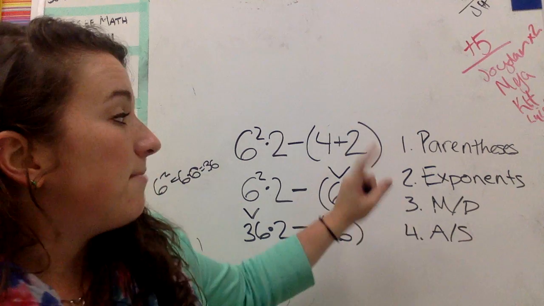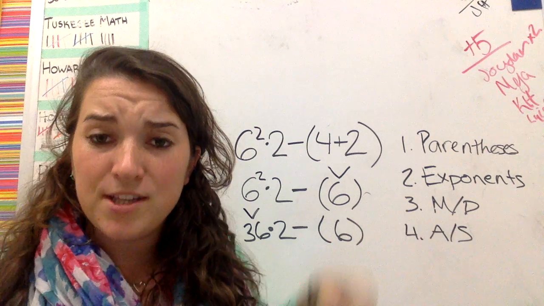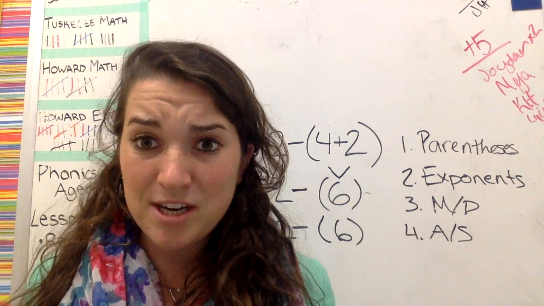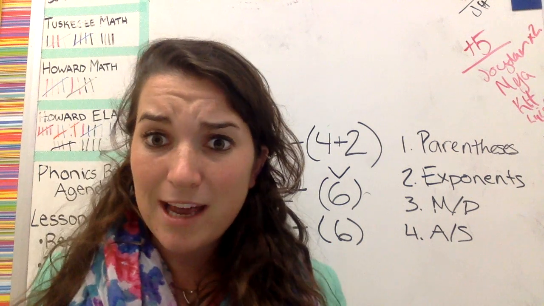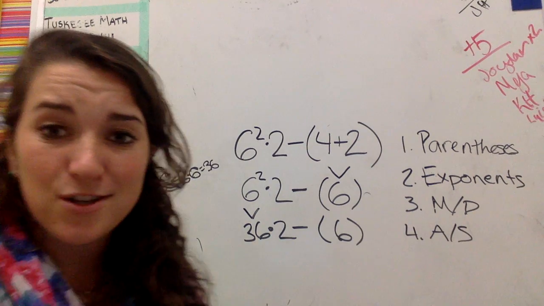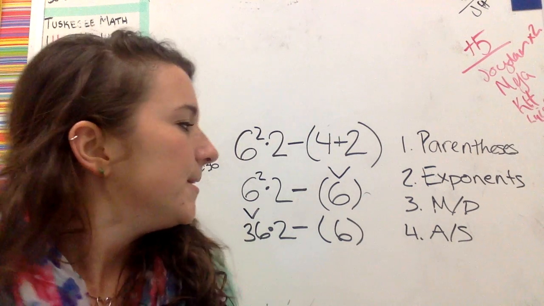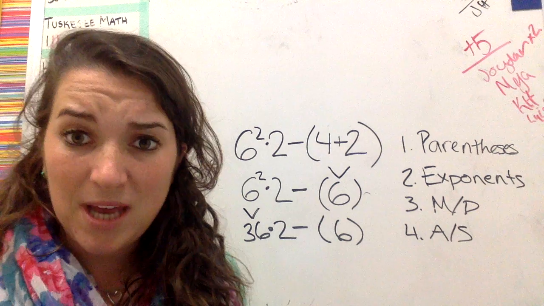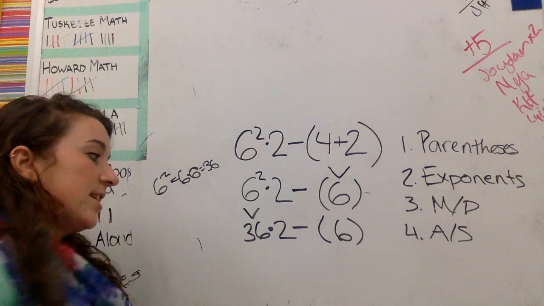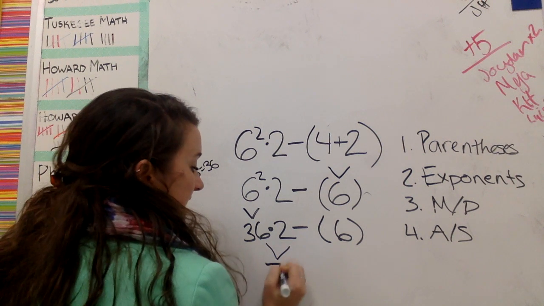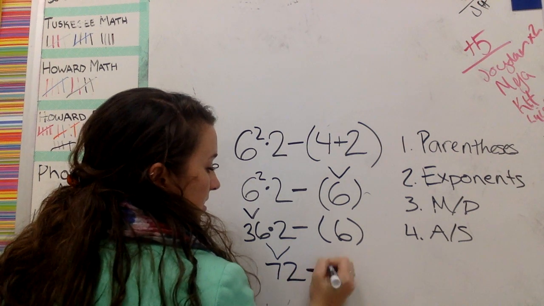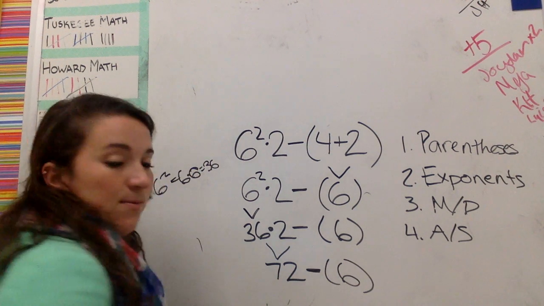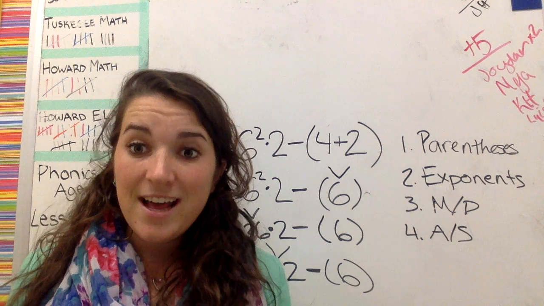Now, I'm done with parentheses, I'm done with exponents, so I'm going to do multiplication and division. Remember, when we do multiplication and division, we go from the left to the right, the same way you read a book. So I see that I have only one example of multiplication, so I'm going to do that first. 36 times 2 is 72, and then rewrite the rest of the expression.